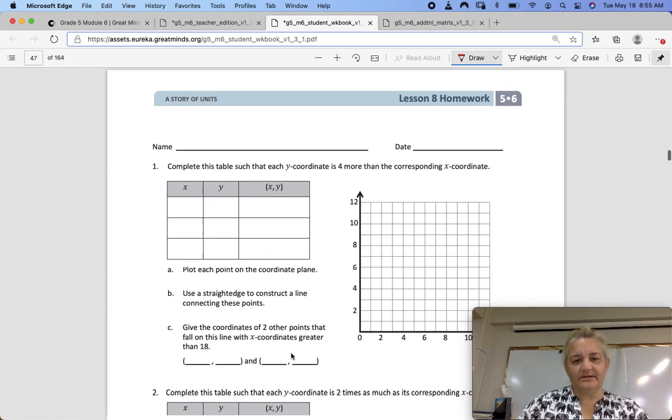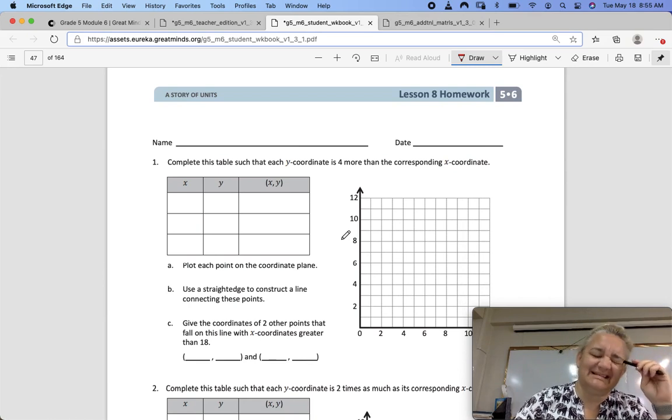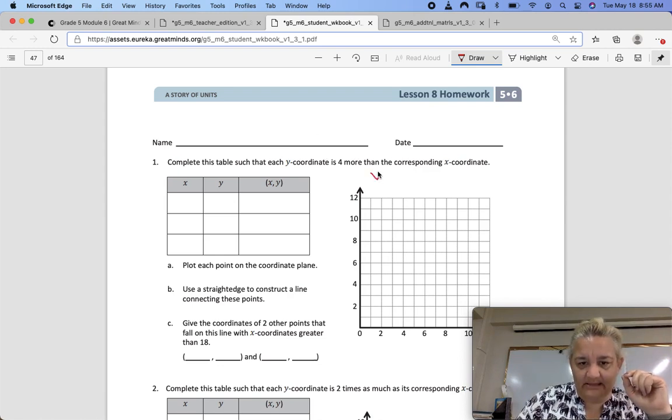Excellent. Okay, there's your homework. More of the same. If you have some struggles with this, let me know. Creating rules it's often about reading what they're saying. Okay. So y coordinate is 4 more than the corresponding x coordinate. So x plus 4 equals y. Okay, so y coordinate is 4 more than x. Or you could write it like this, y equals 4 plus x. Okay, either way.